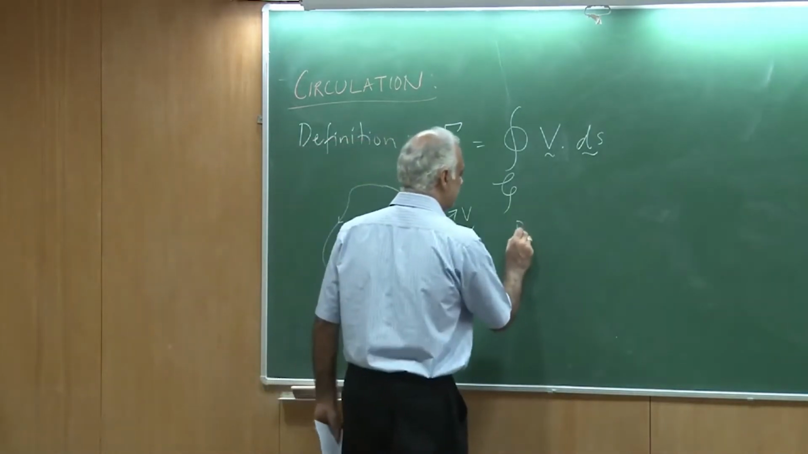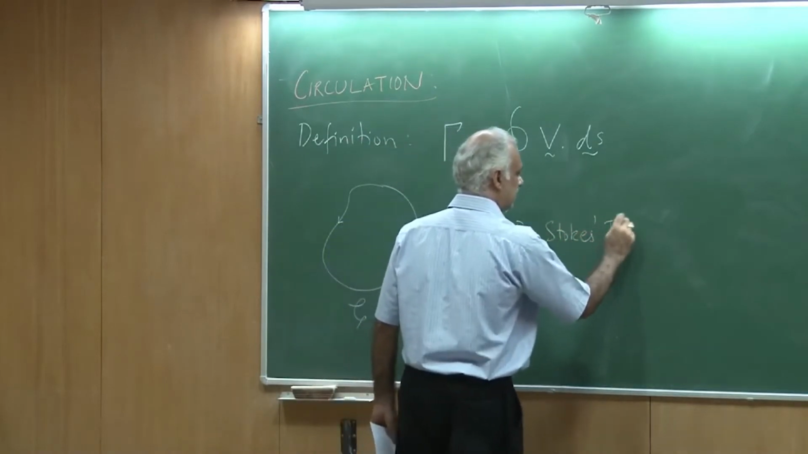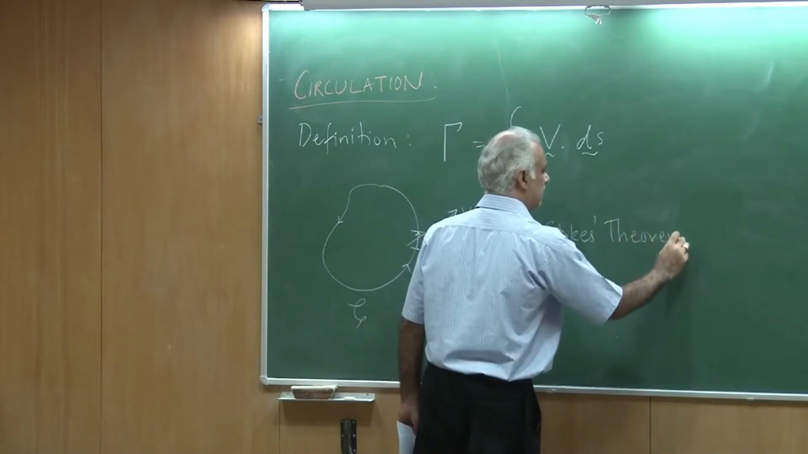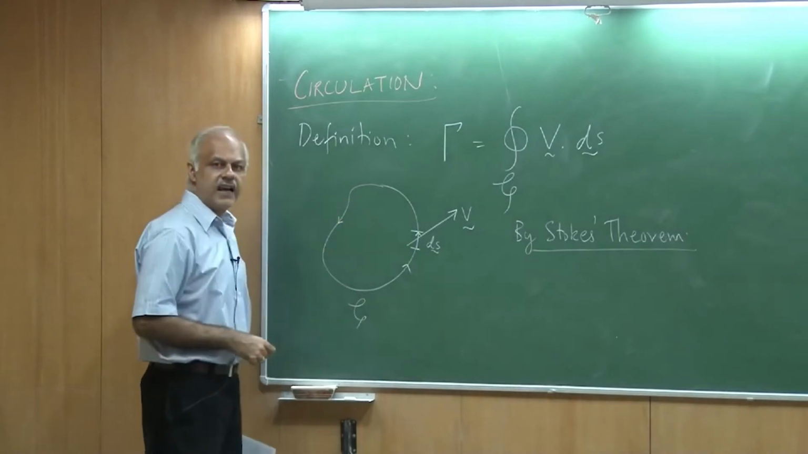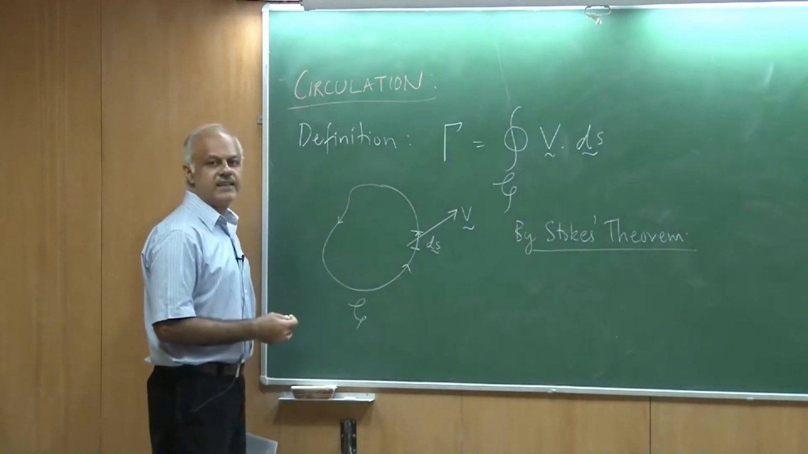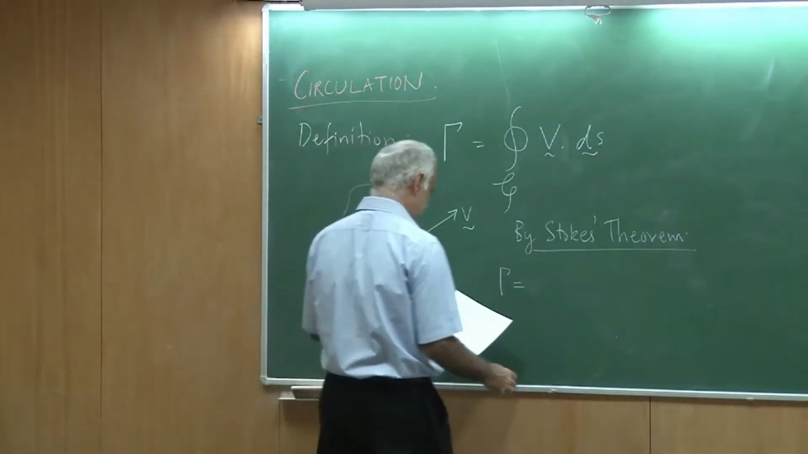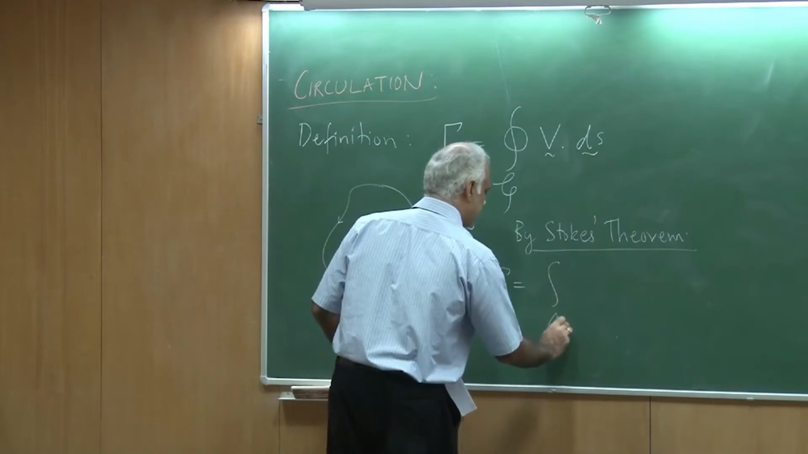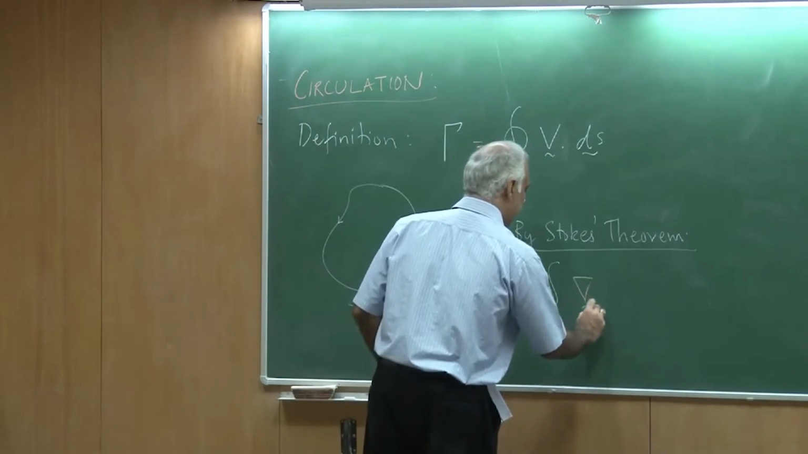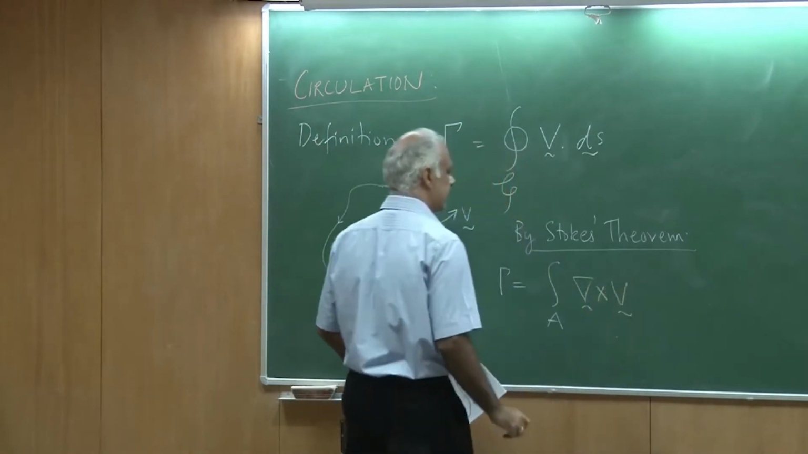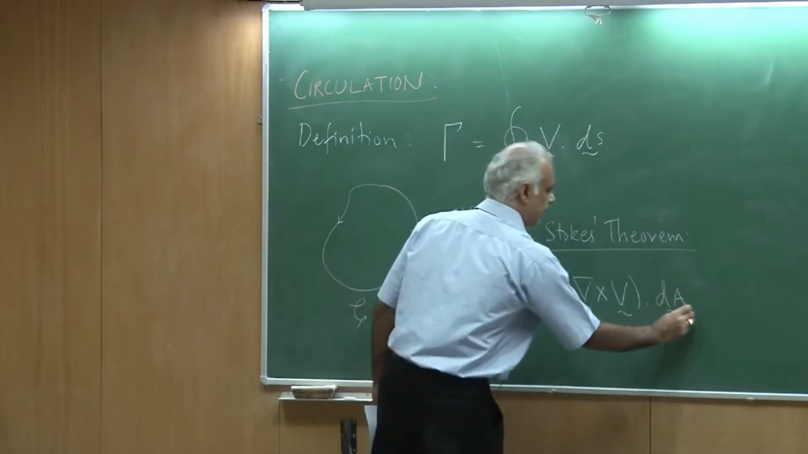By Stokes' theorem, I could relate this line integral on a curve to an area integral, and I could write gamma as simply the integral over an area A of the curl of the velocity dot dA. Okay.